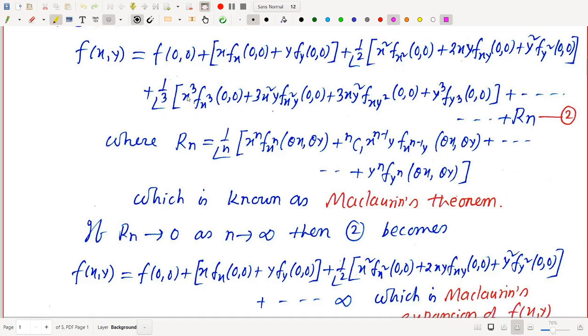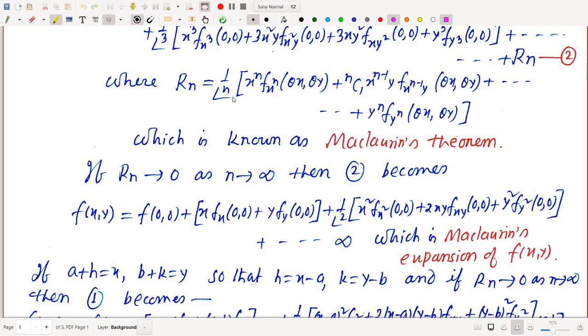And note that here the factor x cube on the left side of the term is equal to the suffix of f in the same term. See, 3x square y, here x square y is the factor, and in the suffix of f it is again x square y. Here it is xy square, and in the suffix also xy square. Here it is y cube, in the suffix of f also y cube. So there is a similarity, you can remember it like that. So plus similar terms, and then the last term is Rn.